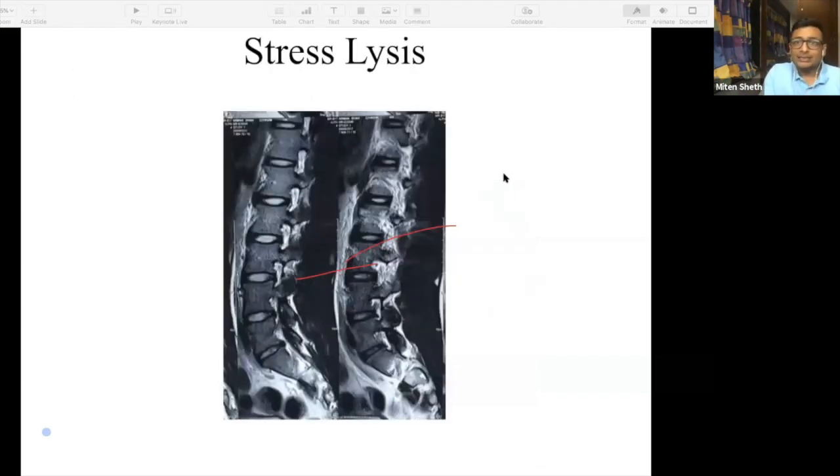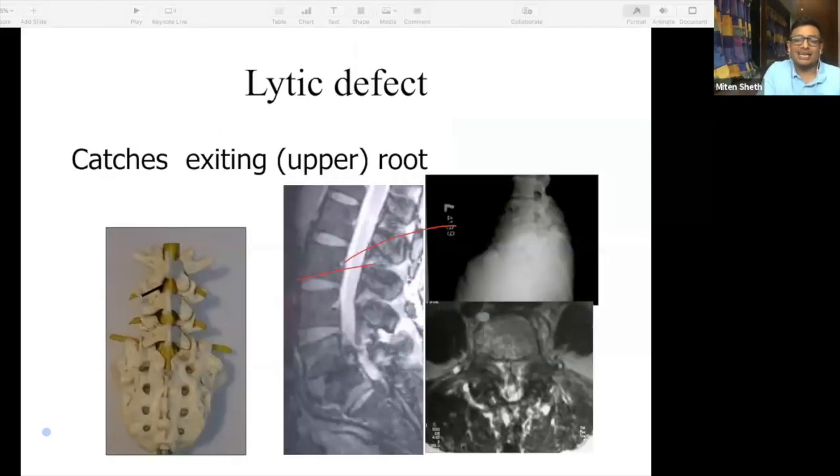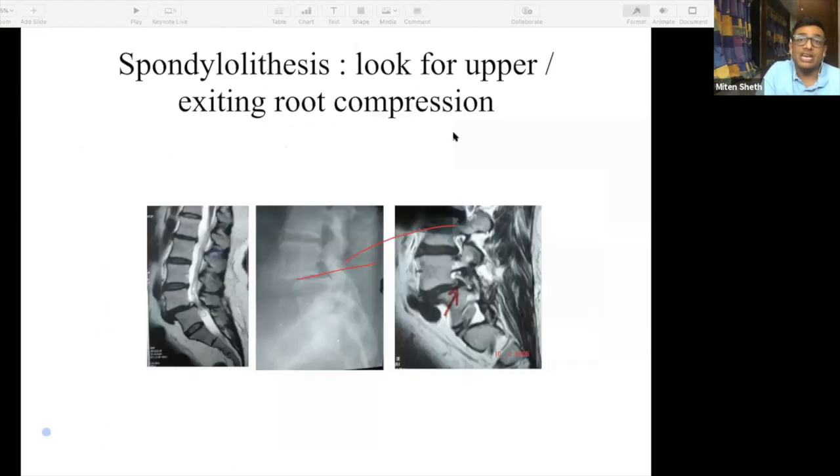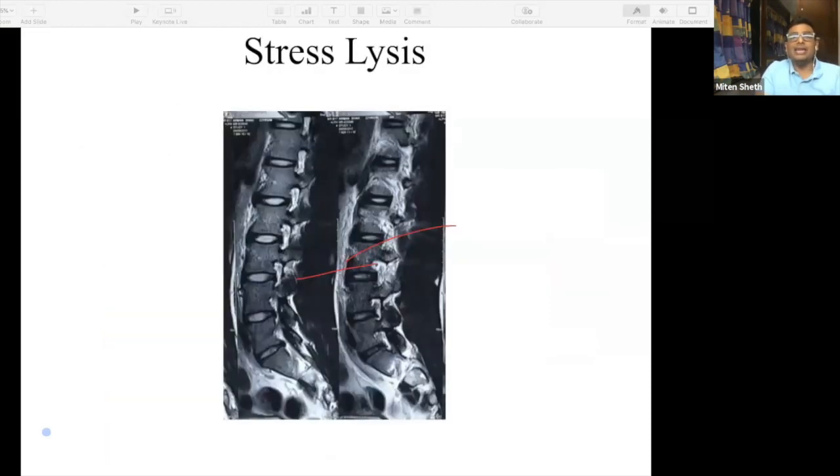Sometimes the patient has a lysis, which means he's a young patient with weakness in the bones, and suddenly there's a fracture and a new acute lysis has formed. This is basically called a stress lysis. Now these stress lysis or lysis are sometimes easily picked up on an MRI in the initial phases. In the initial phase, why?